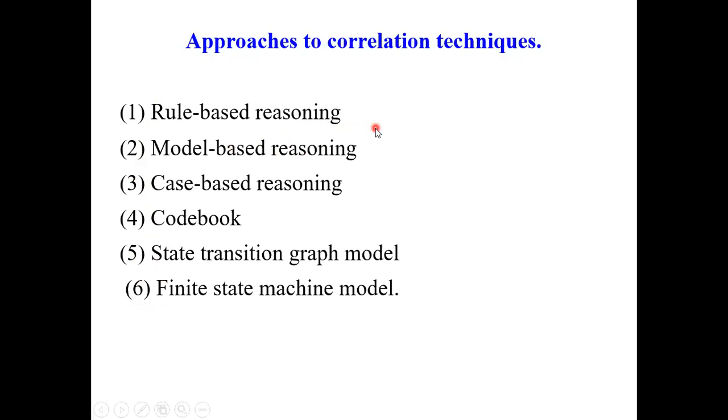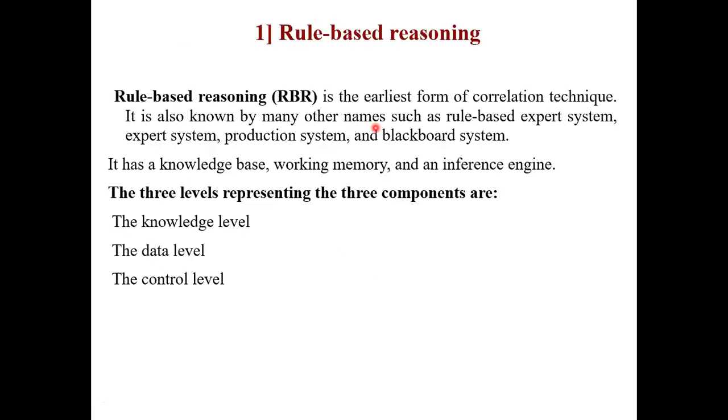So starting with rule-based reasoning, from the name rule. So some rules are made. So if some rules are disobeyed means the fault is there. So rule-based reasoning, we call it as RBR also. It is the earliest form of correlation technique. So rule-based reasoning is also called as rule-based expert system, production system, or sometimes blackboard system. ये बहुत पहले आया था. So they had all these different names.